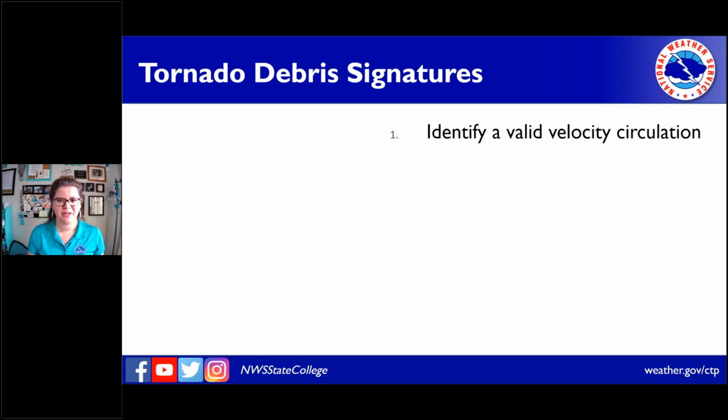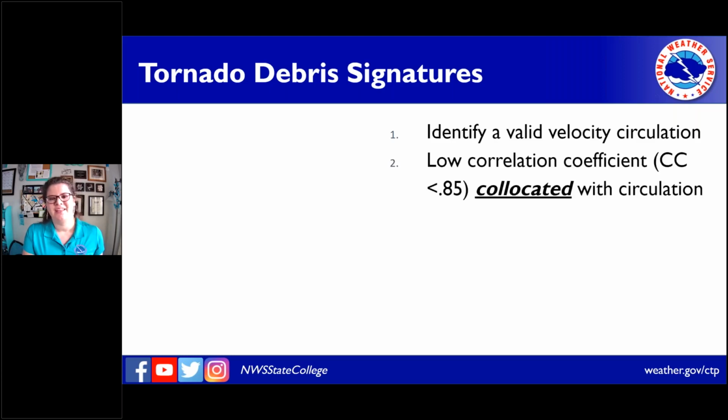You have to find where the radar is and then diagnose the red touching the green. Is it rotation? Is it convergence? Is it divergence? And then you can go from there. If you've identified that it's velocity, go to step 2. You're going to pull up your correlation coefficient, your CC, and it has to be co-located with the circulation.